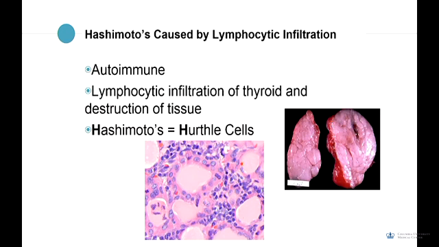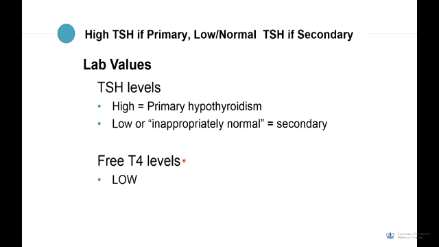You also get these things called Hürthle cells. So when you get Hashimoto's, you get Hürthle cells, H&E. That's these pink eosinophilic cells you see on histology. All right, so what are your lab values in hypothyroidism?